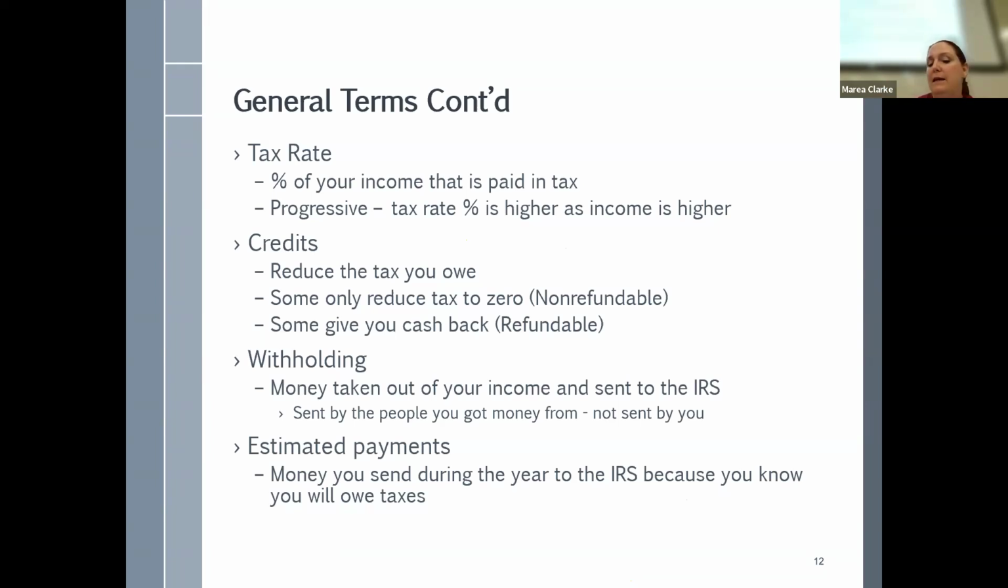Withholding is money taken out of your income and sent to the IRS or to a state, and it's sent by the people that gave you the money. If you work here at the University of Minnesota, they will withhold money in taxes. Federal tax they'll send to the IRS, state tax they'll send to the Minnesota Department of Revenue. But the university took that money out from you. You can also send money yourself. It's called estimated payments.